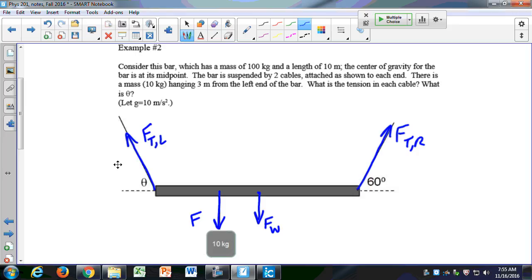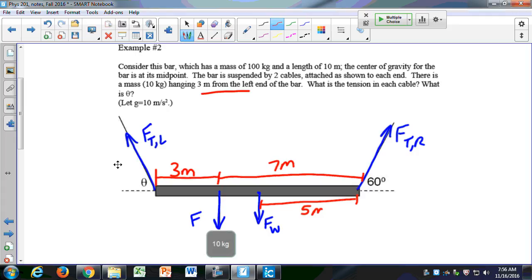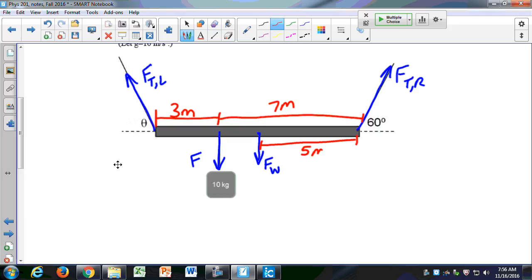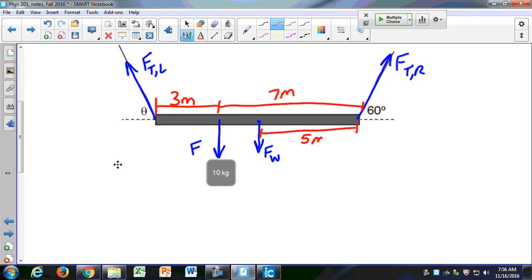Now I also need to list distances because we're going to be measuring torques, and when we measure our torques, we need to know the distance from the force to the axis of rotation. So let's label these distances. I know that the length of the bar is 10 meters, so this distance must be 5 meters. The problem tells me that this distance is 3 meters from the left of the bar. And that leaves me with this distance, which is 7 meters. All right, I can draw all of my forces now. Do the sum of the forces in the x and the sum of the forces in the y.